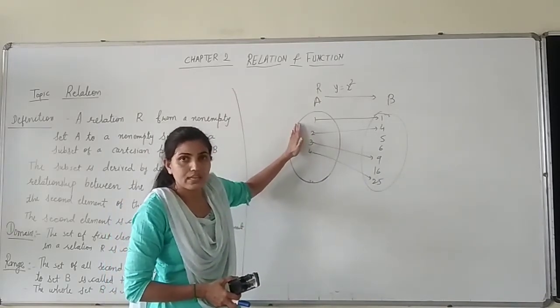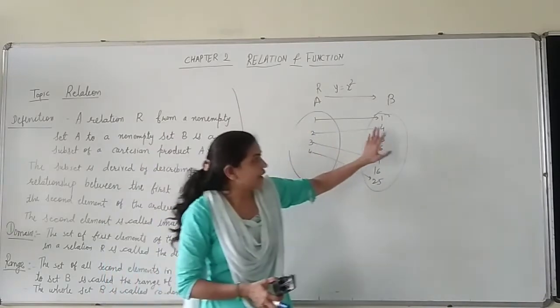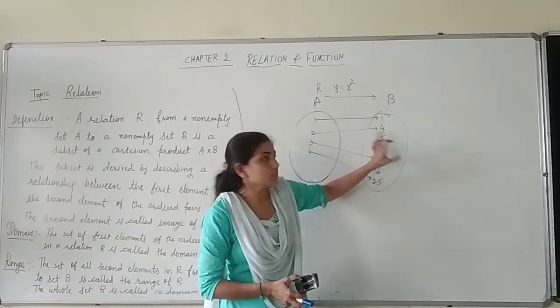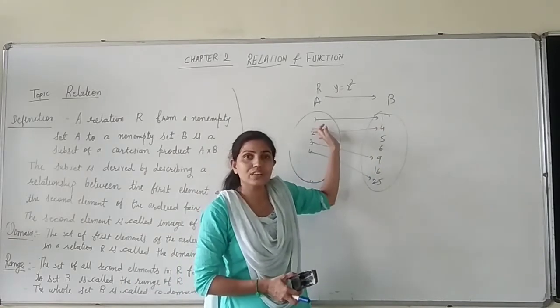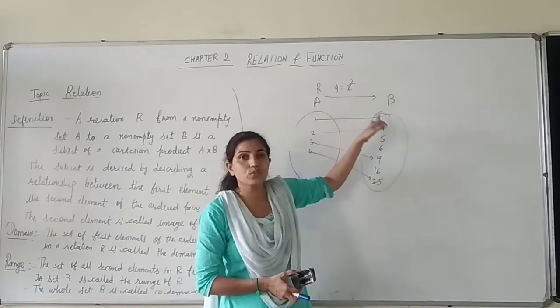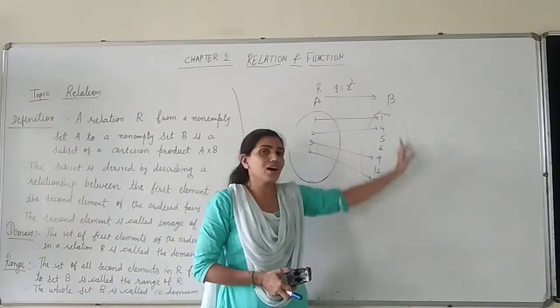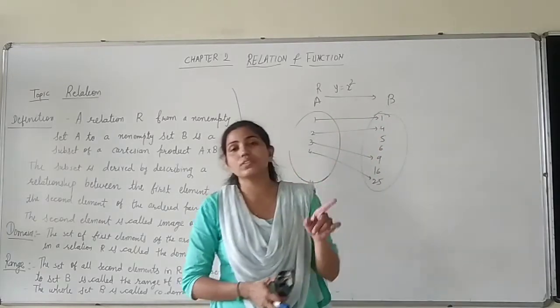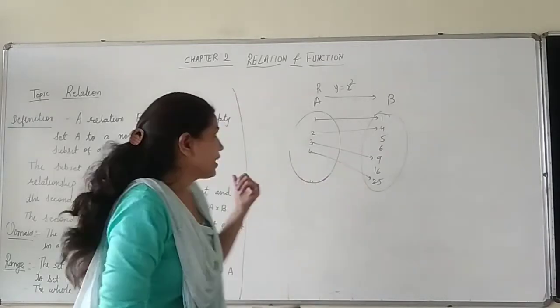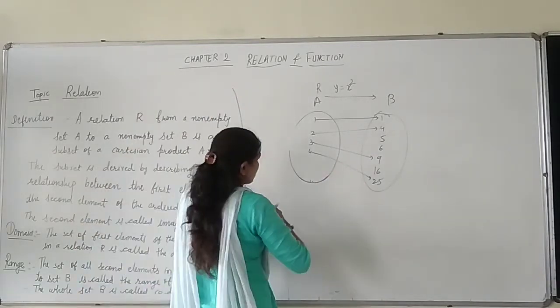Element X. Similarly, the elements which are in B and whose value you have, for example, what is the value of 1? 1 is assigned with 1. So these all are called the image of the element X. So I can write down here.